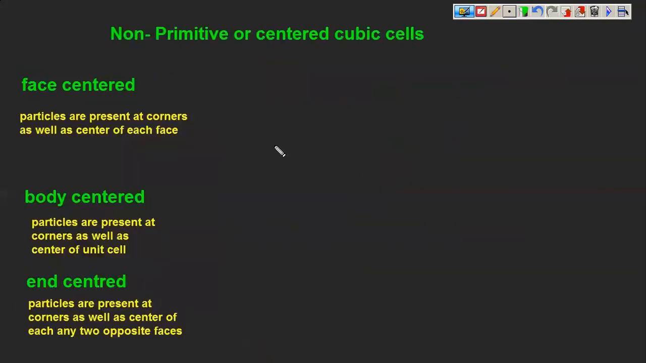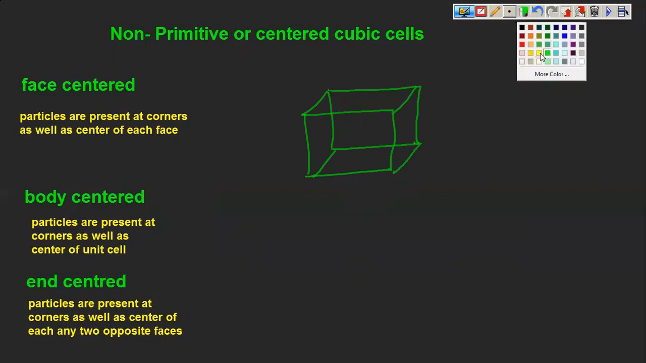Non-primitive unit cell. First of all, the face-centered unit cell. Its name indicates face-centered: FCC, face-centered unit cell. This is a unit cell. Here, the particles are present at corners. These are the corners. With the corners, the particles are also present at each face of the unit cell. A unit cell has 6 faces. The total number of faces in a unit cell is 6.